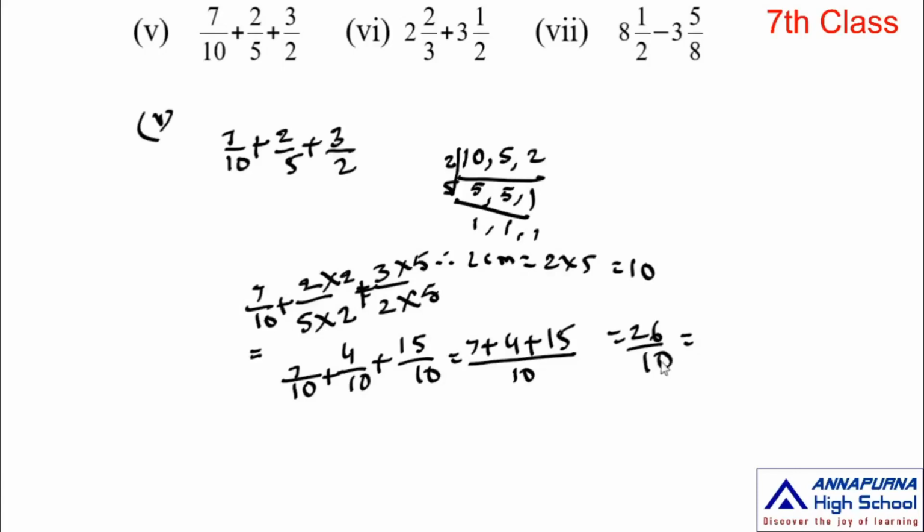Convert into a mixed fraction. 10 2s are 20, remainder 6 by 10. Again we can simplify it. In 6 and 10 we can cancel by 2: 2 3s are 6, 2 5s are 10. So 2 3 by 5. So this is the answer. Now come to the sixth one.